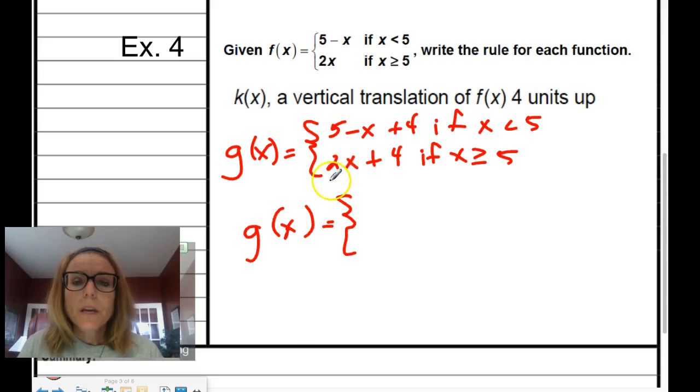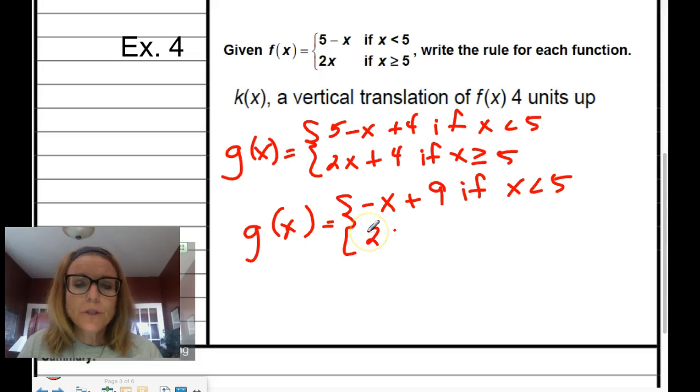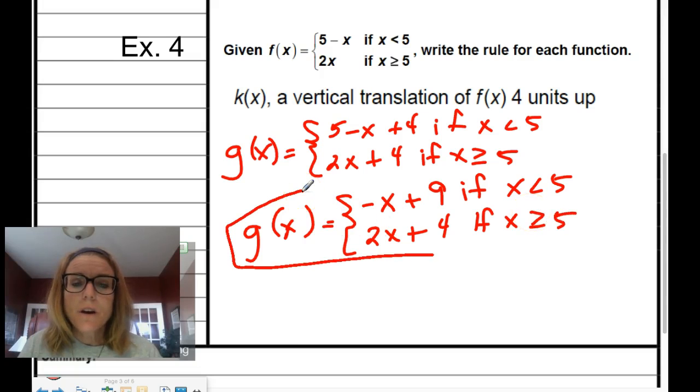There we go. 5 minus x plus 4. So let's start with x. Negative x. And we have 5 plus 4 is 9 if x is less than 5. And down here we have 2x plus 4 if x is greater than or equal to 5. And this is our final answer.